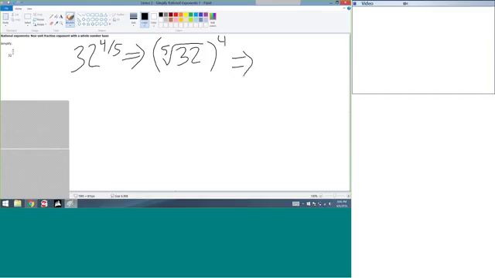So we could just break it down by doing the 5th root. So we need something that multiplies to itself 5 times to give you 32. It's going to be a 2. So that whole inside, the 5th root of 32, just reduced down to a 2. Now we can deal with that power, and 2 to the 4th is going to give us 16.